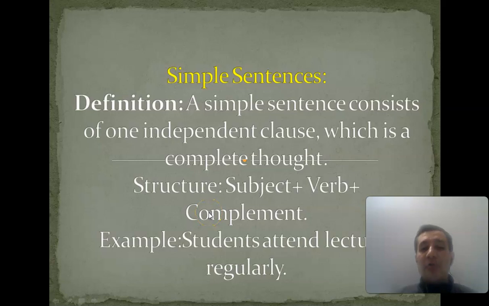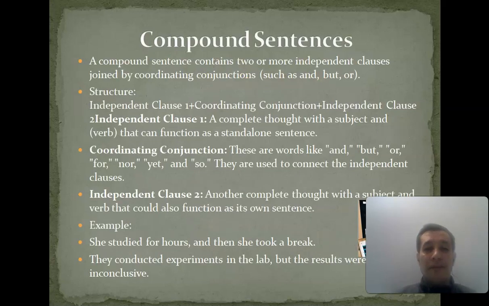And as the first one, we can see the simple sentences. A simple sentence consists of one independent clause, which is a complete thought. The structure has the subject, the verb, and if we have a complement, it's fine. If not, there is no problem, but the most important thing is to have a subject and a verb. As an example, we have: students attend lectures regularly.